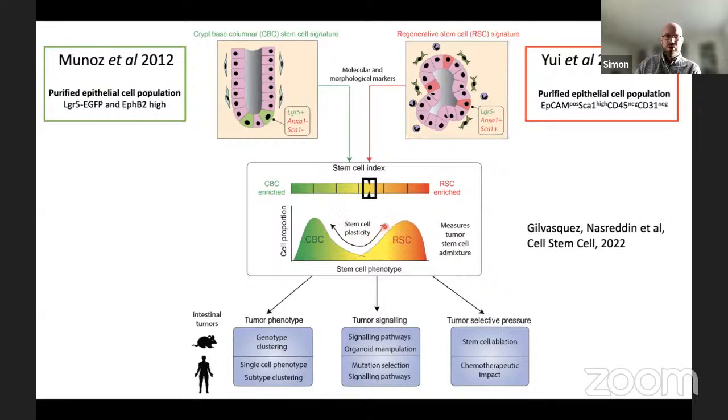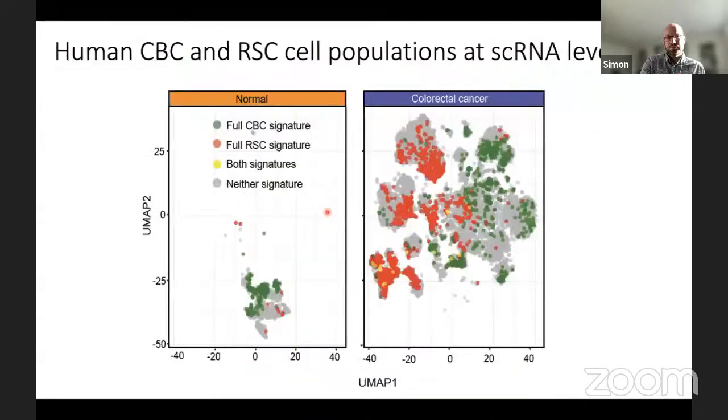Sadly, these cells can move through stem cell plasticity, they can change their phenotype, and I'll talk more about that later. But really, we wanted to use the stem cell index to give us a sense of how many of each cell type we had within an individual tumor. This really is a measure of the admixture of stem cells. I'll be using the stem cell index a lot throughout the remainder of the talk, but essentially it's a monitor of stem cell admixture within tumors.